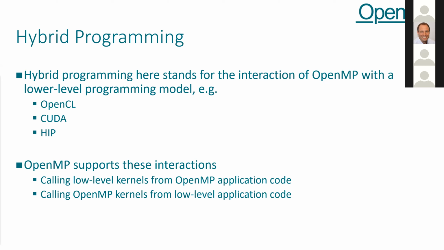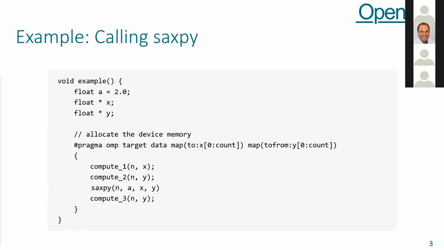I'm going to focus on calling low-level kernels from OpenMP application code, because that's, in my opinion, the more productive way. Keep most of the stuff that you're writing in OpenMP, and only for a subset of the kernels where you feel that you can get better performance by writing them in the low-level programming model, you switch to that.